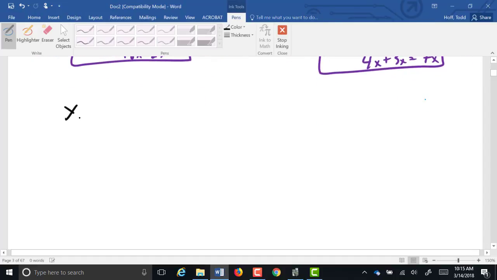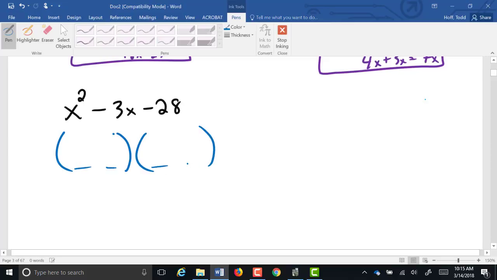The real fun starts when we hit something like this. Now, again, there is no common factor. So we're going to do the reverse multiplication.